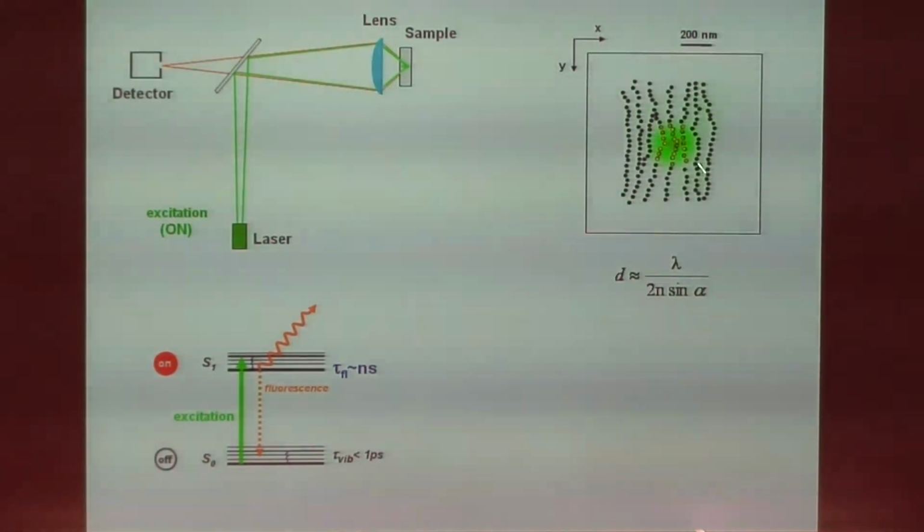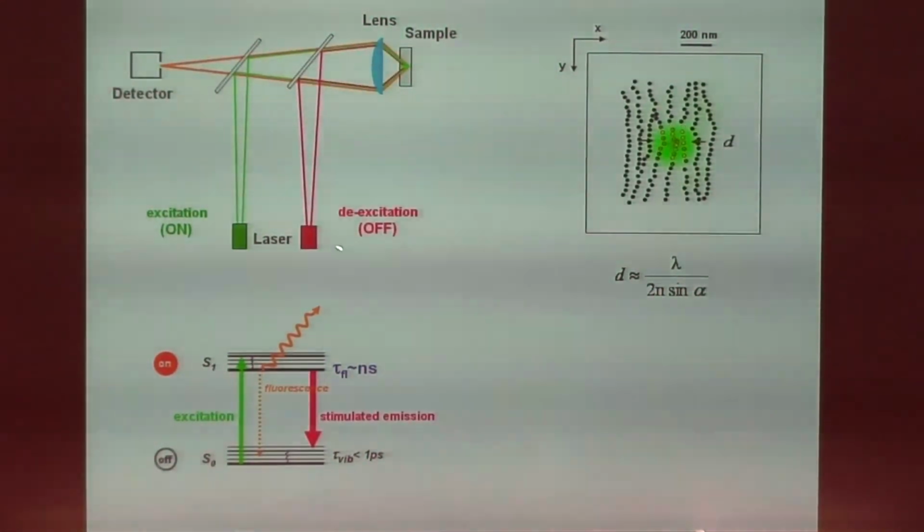And of course, if you look at a sample from the top, these are the molecules, and you see the blob of light that is at least 200 nanometers in diameter. So this is the green light for turning molecules on. But then we use a second beam of light that turns molecules off. And so we have this one. The wavelength is redshifted such that it cannot excite the molecule. So with the red light, it's impossible to excite molecules because the photon energy is not enough, it's too small.